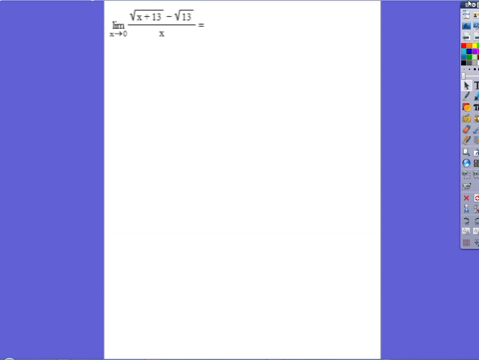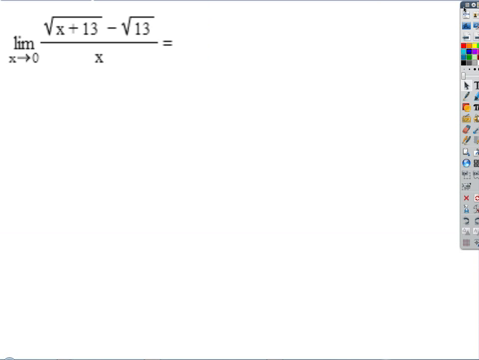Okay, what do we do with this one? Conjugate, very good. So we're going to multiply this by the conjugate of the top, top and bottom, which is what? Square root of x minus 13 plus square root of x plus 13, right?